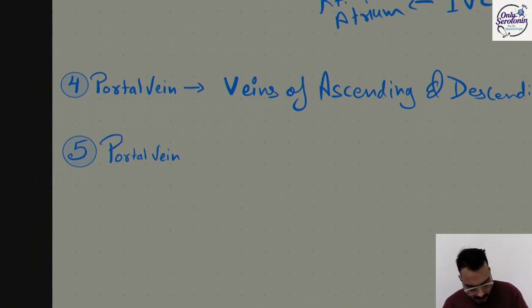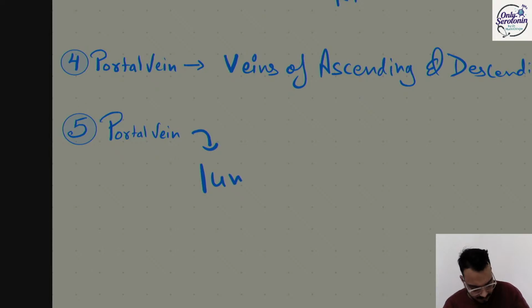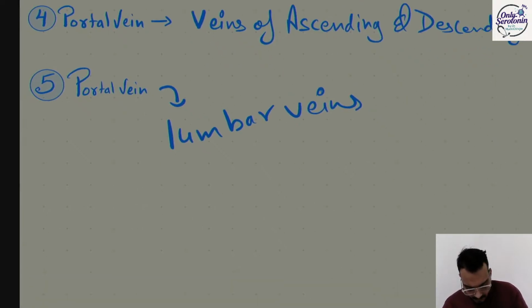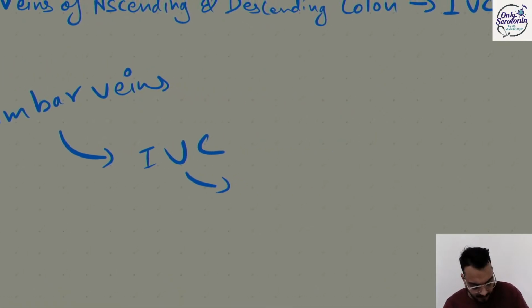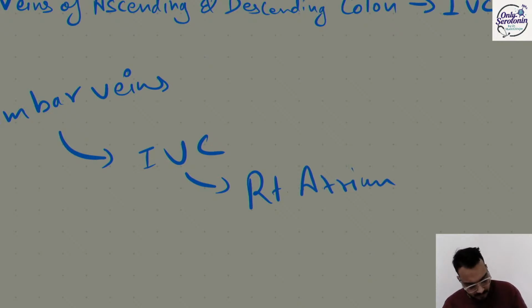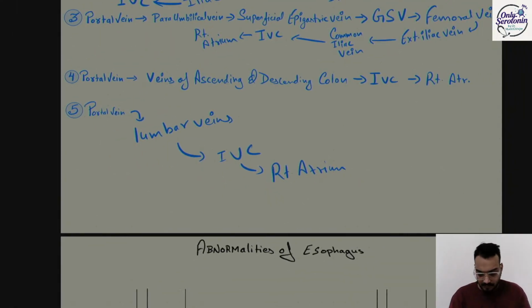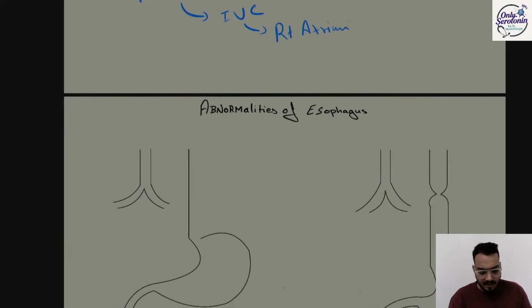What about the last one, guys? In last one my portal vein is going to go into the lumbar veins. From lumbar veins it is going to go into the inferior vena cava, and from inferior vena cava it will go into the right atrium. Done. Now the abnormalities of esophagus.